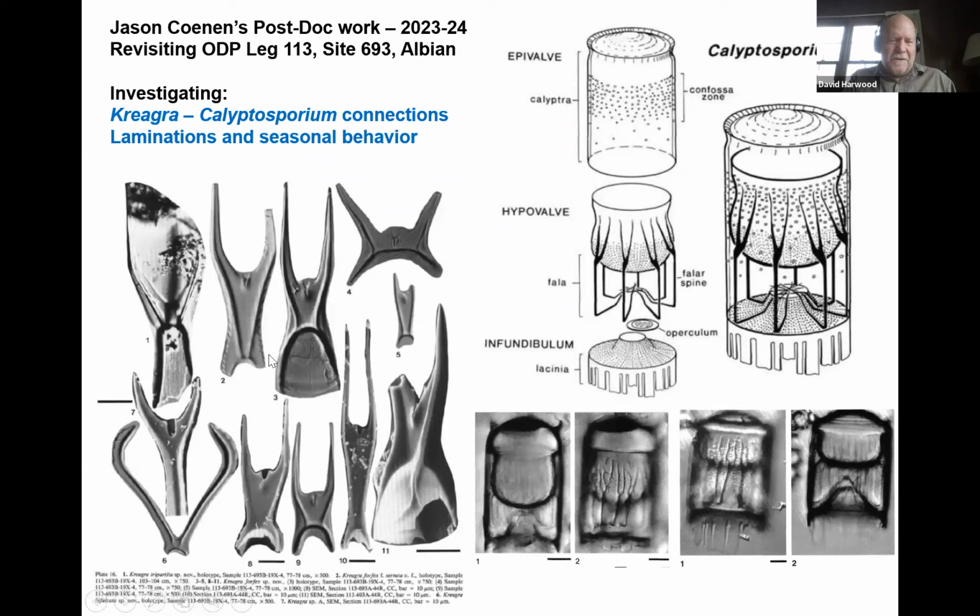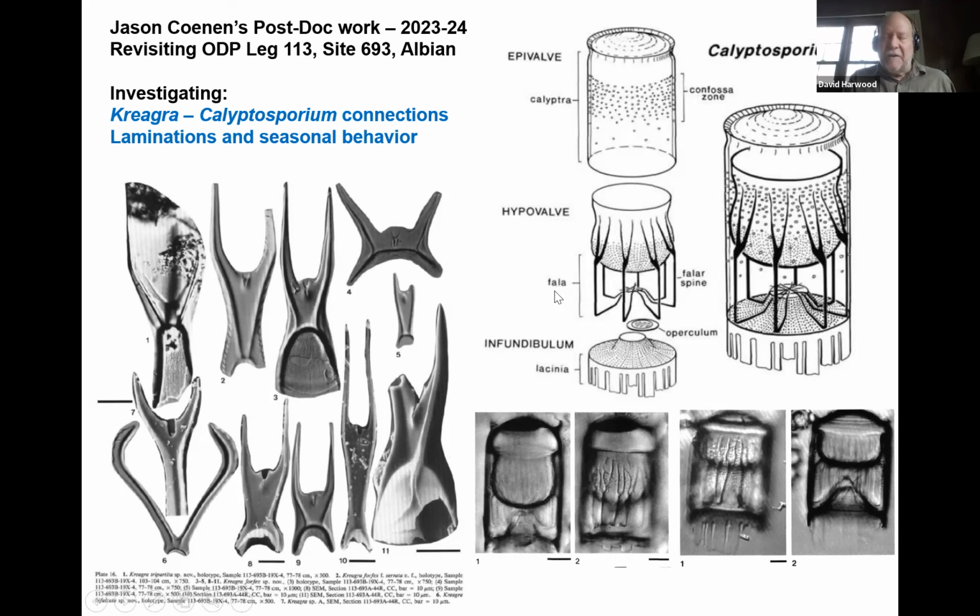Creagra with these kind of forks, but have the vegetative, or sorry, the rest of the valve is probably a series of girdle bands going down, much like rhizosolenia or eusolenia. And then there are some specimens from the Paleocene, from the Fur Formation, that actually show this type of a resting stage on the bottom of some of these.